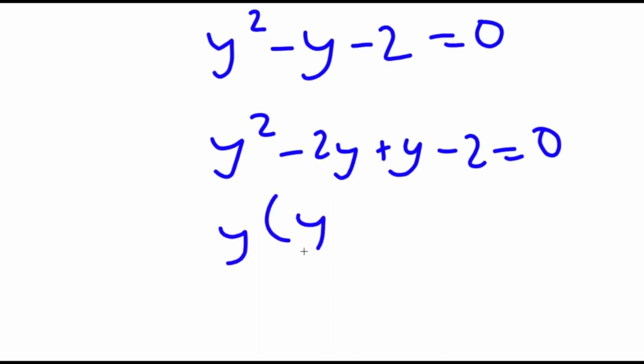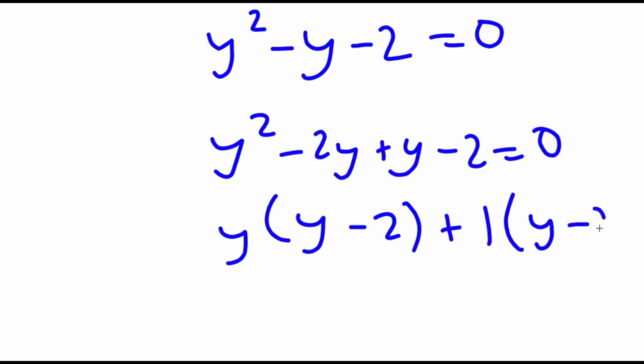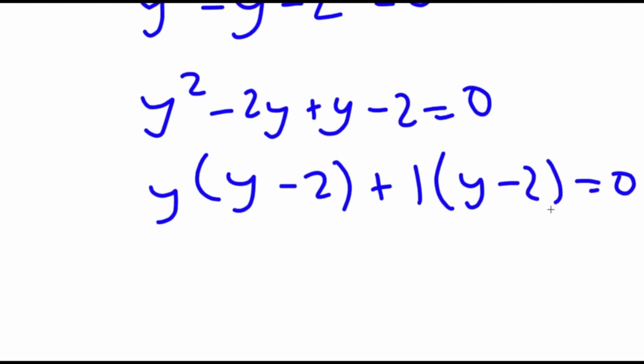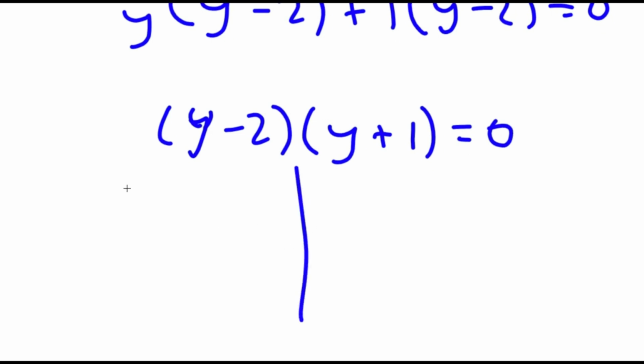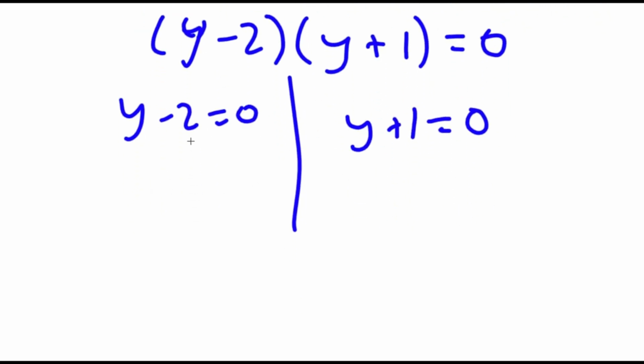Now I'm going to factor by grouping, so I have y times y minus 2 plus 1 times y minus 2 is equal to 0. So now if I factor out y minus 2, I get y minus 2 times y plus 1 is equal to 0. So this gives me two equations. Y minus 2 is equal to 0 and y plus 1 is equal to 0. For y minus 2 equals 0, y equals 2, and for y plus 1 equals 0, y equals negative 1.